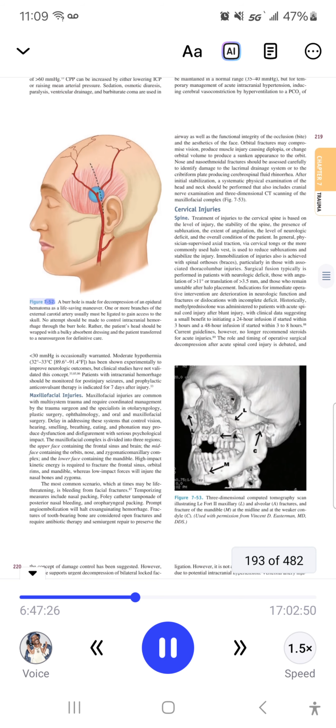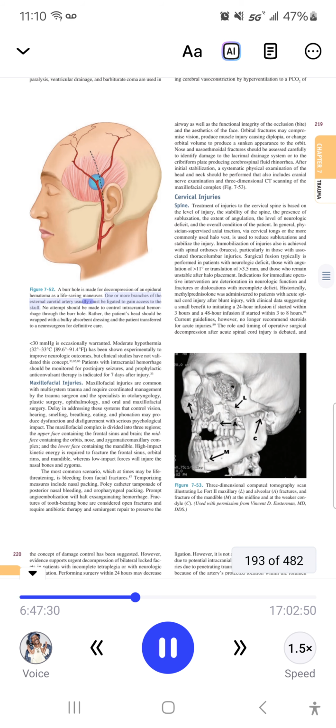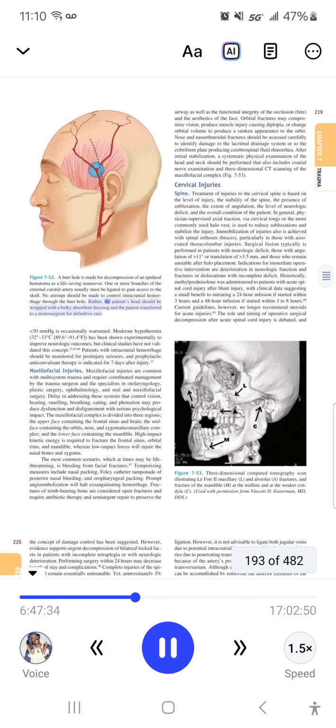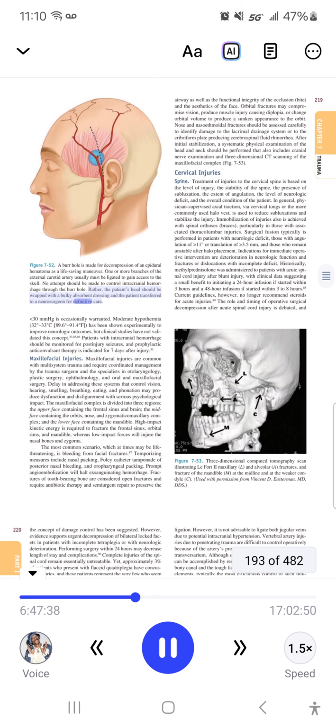Figure 752. A burr hole is made for decompression of an epidural hematoma as a life-saving maneuver. One or more branches of the external carotid artery usually must be ligated to gain access to the skull. No attempt should be made to control intracranial hemorrhage through the burr hole. Rather, the patient's head should be wrapped with a bulky absorbent dressing and the patient transferred to a neurosurgeon for definitive care.